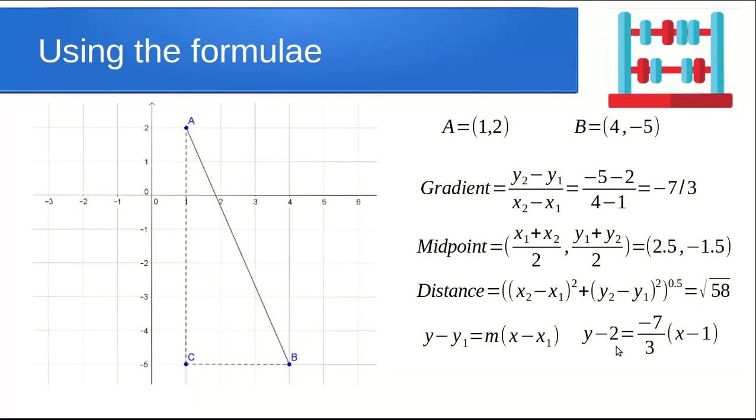What I'd probably do at this stage though is multiply by 3, just because I've got minus 7/3 there. It gets rid of the fraction. I then multiply the minus 7 into the bracket, rearrange and simplify, and I get the final answer that the equation of the line AB is 3y plus 7x equals 13.